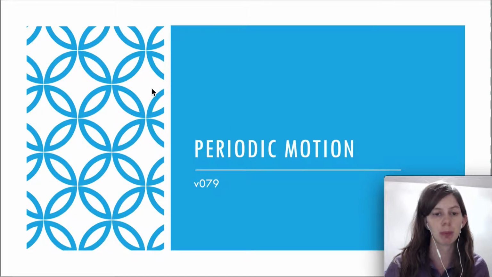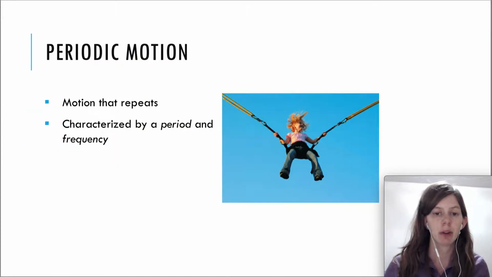Before we can talk about simple harmonic motion, we just want to describe a few quantities that describe periodic motion. Periodic motion is simply motion that repeats. This little girl is just swinging up and down. That motion repeats. It is periodic. We describe periodic motion with a period and a frequency. In this video, we're going to be discussing period and frequency as well as amplitude, which has to do with how high she bounces up and down.